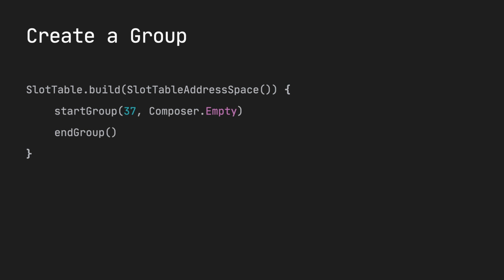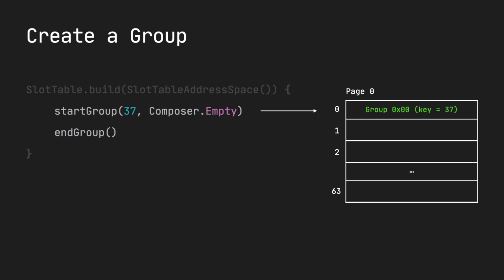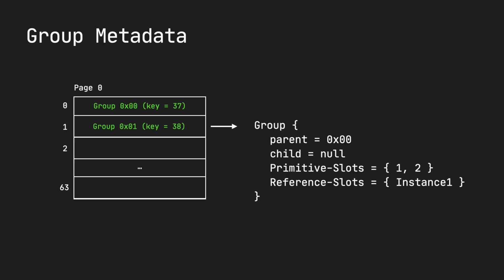I'm calling the start group method, which takes in a key. I'm providing an arbitrary value of 37. Start group and end group methods pair together to form one single group. This is what it looks like. This group has an address, which is the hex value of 0, and a key of 37. I could add parent groups and child groups to this page.